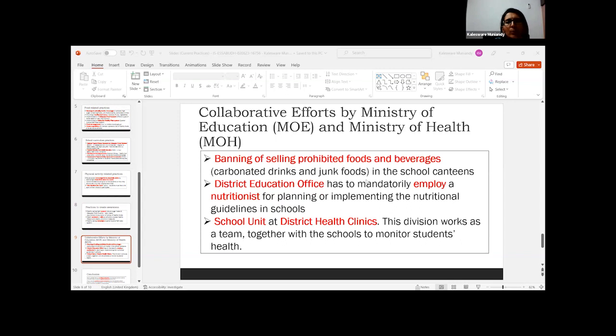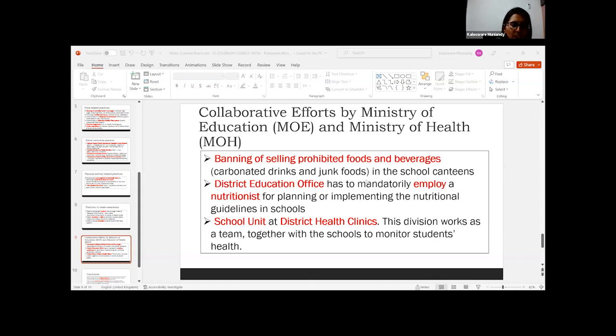And the last one would be collaborative efforts between the Ministry of Education and also the Ministry of Health. The banning of selling of prohibited foods is a diet-related practice, but it was a joint effort between the Ministry of Education and the Ministry of Health. And district education offices in all the states in Malaysia must employ a nutritionist so that they can look into nutritional guidelines in schools before they plan and implement them.